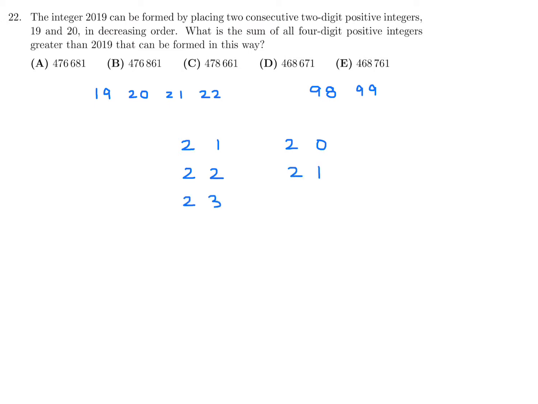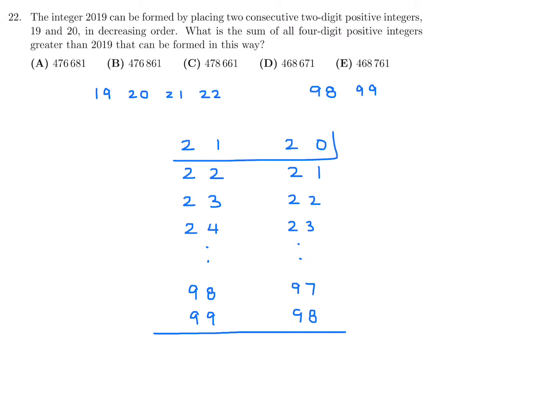and then 23, 22, 24, 23, and you guys get the idea, dot, dot, dot. And then all the way down to the very last few, which would be 98, 97, and then 99, 98 would be the last one. And now I have to figure out the sum.